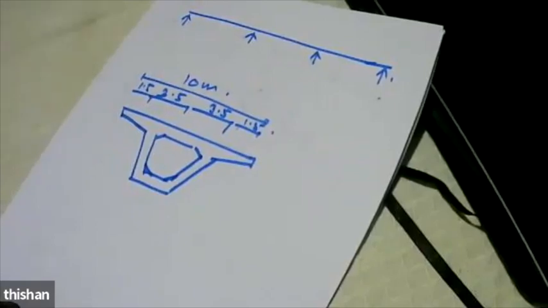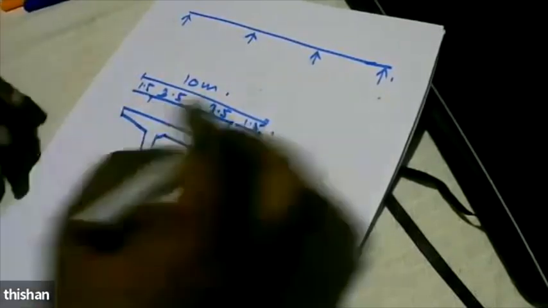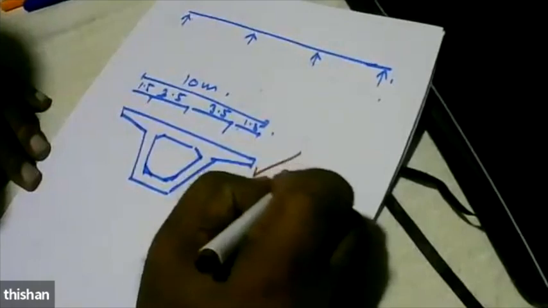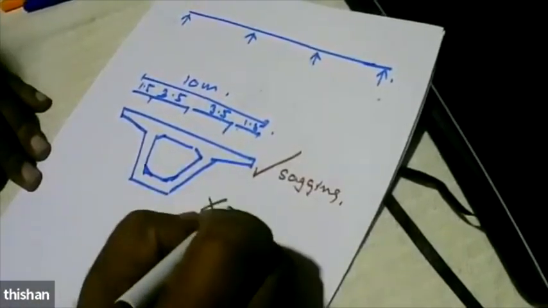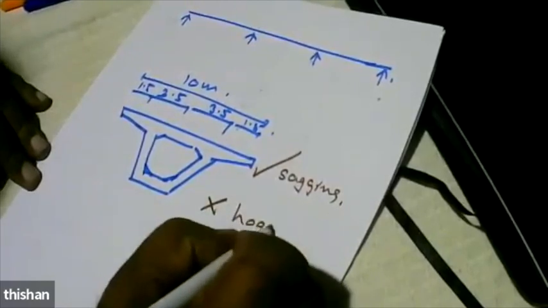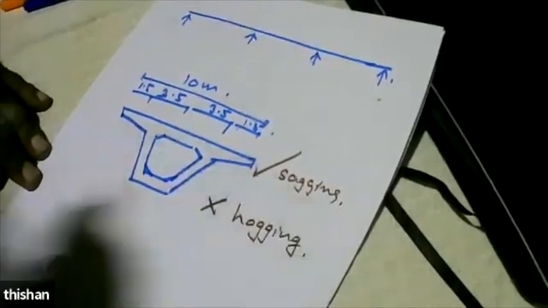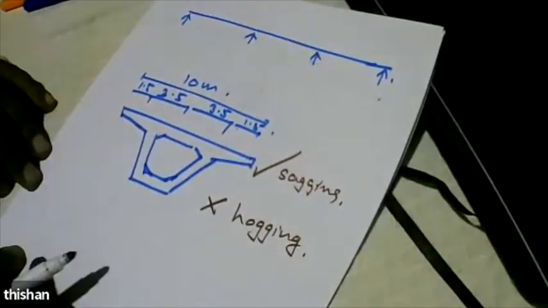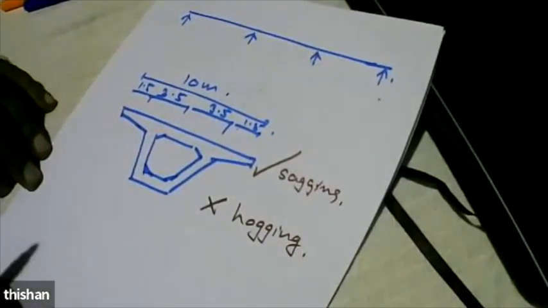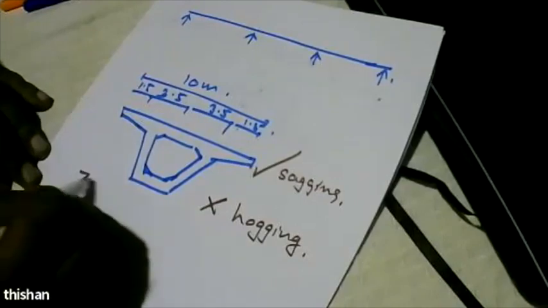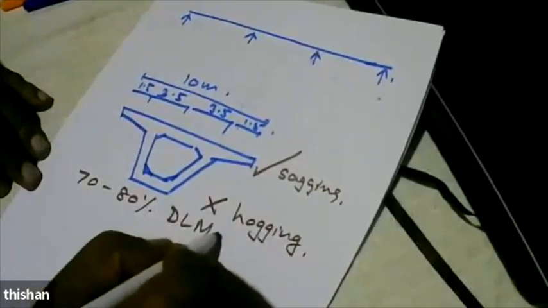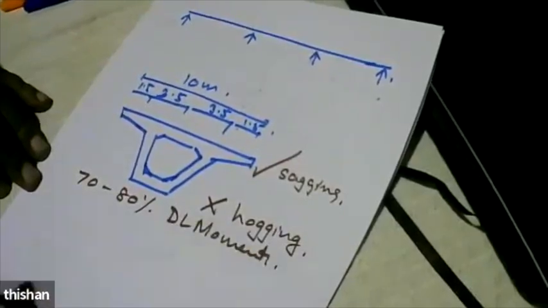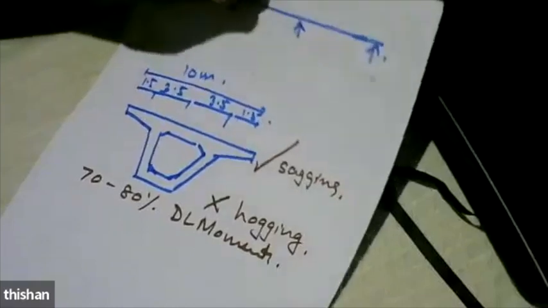And this section is very good with sagging. You have a small bottom flange, so it's not good with hogging. So we have very good reason to reduce the moment by using secondary moments. And we can go up to about 70 to 80% of dead load moments. That's it. So that is the design method we focus on.